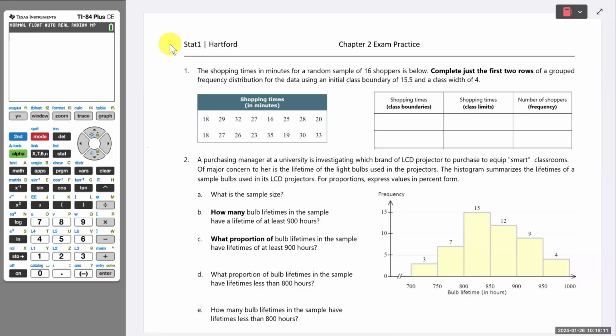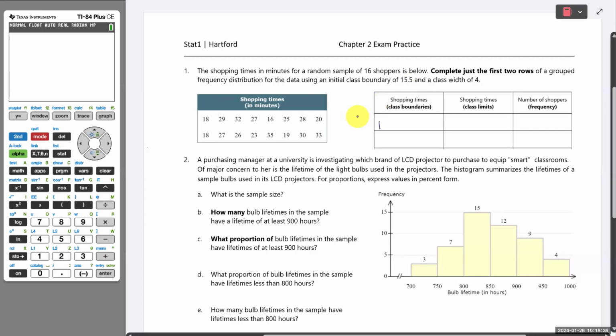Welcome. Let me step through these Chapter 2 exam practice questions for you. So number 1, we have shopping times in minutes for a random sample of 16 shoppers. And we're going to complete just the first 2 rows of a grouped frequency distribution using an initial class boundary of 15.5 and a class width of 4. So let's start there. 15.5 is our initial class boundary.